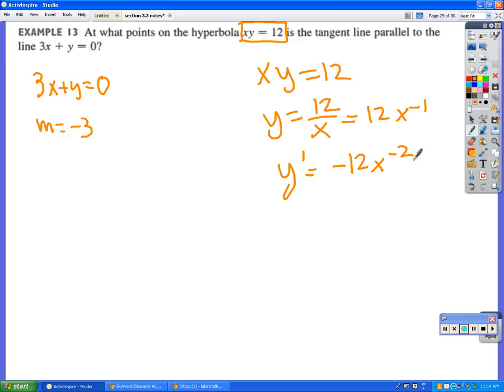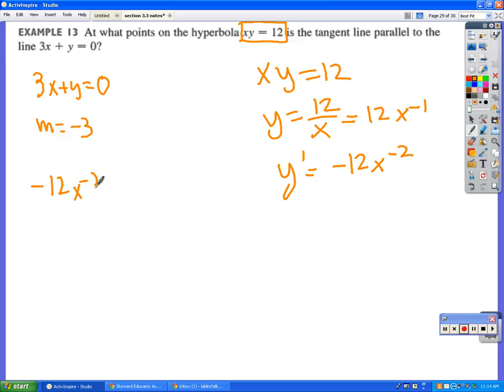And then don't you plug in negative 3? I do not plug in negative 3. What do I do? I set it equal to negative 3, because I want to know when it is parallel. So I need to know when does the derivative equal negative 3.